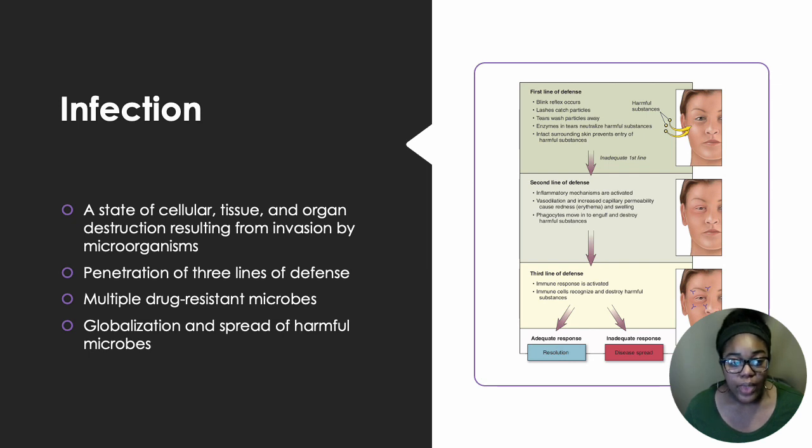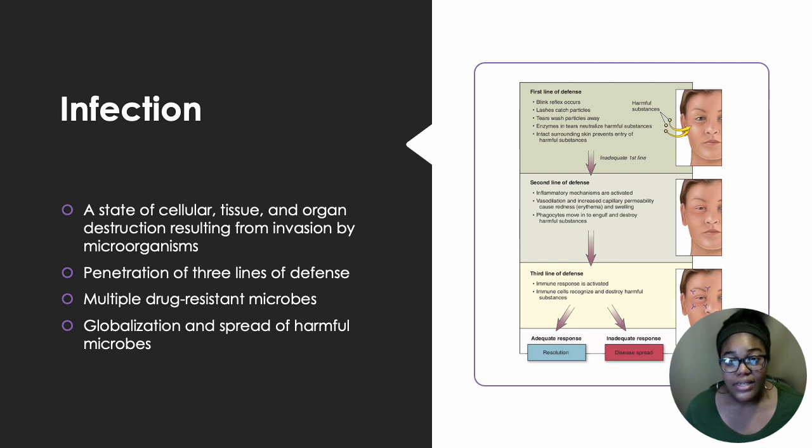So you do have different types of pathogens that would do this. And it's also good to know that you do have MDROs, or multiple drug resistant microbes or organisms. And unfortunately, if we have too many of these organisms and they affect too many people, we do see globalization and spread of harmful microbes with these infections. A prime example of that would be the COVID-19 virus as of most recent.